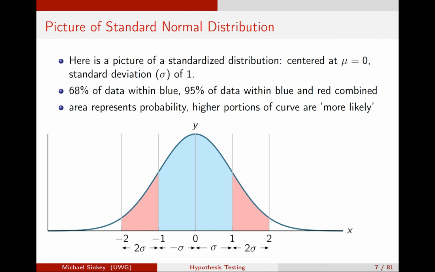We would expect that. We expect most of the data to be within 2 standard deviations of the mean, regardless of what the mean is and regardless of what the standard deviation is. So x is the variable, and height represents probability here.